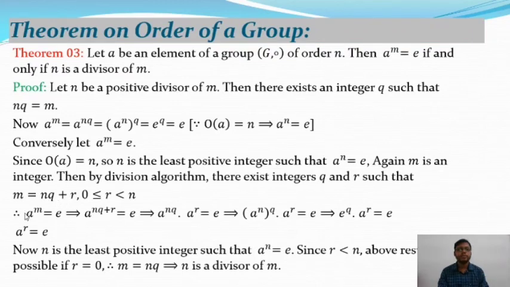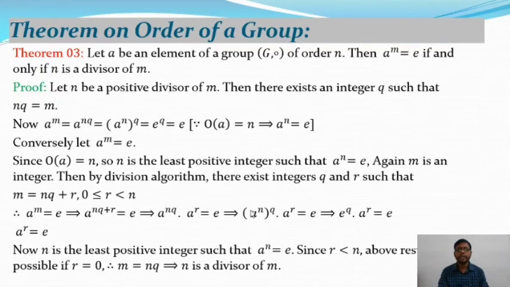Therefore a to the power m is equal to e, and this implies a to the power nq plus r is equal to e, where m is equal to nq plus r. It can be written as a to the power nq into a to the power r. Again applying the properties of integral powers of an element of a group, we have a to the power n whole to the power q into a to the power r is equal to e.